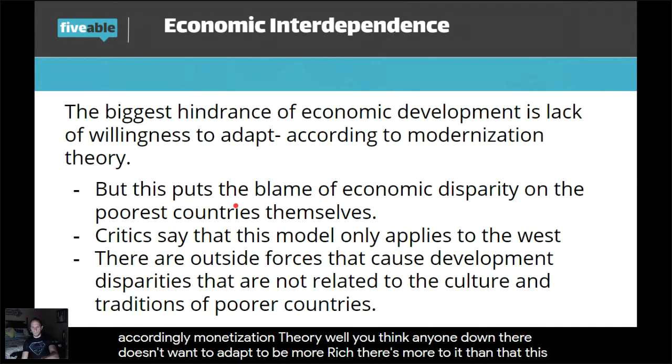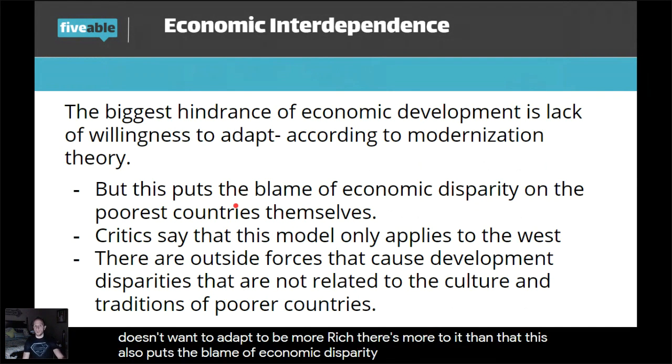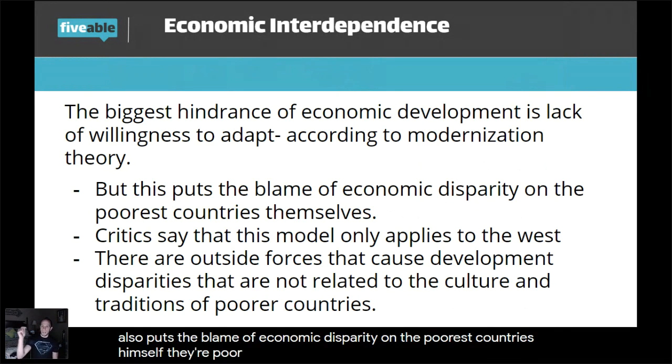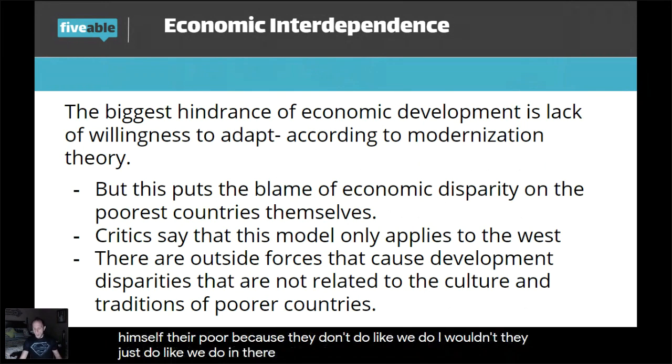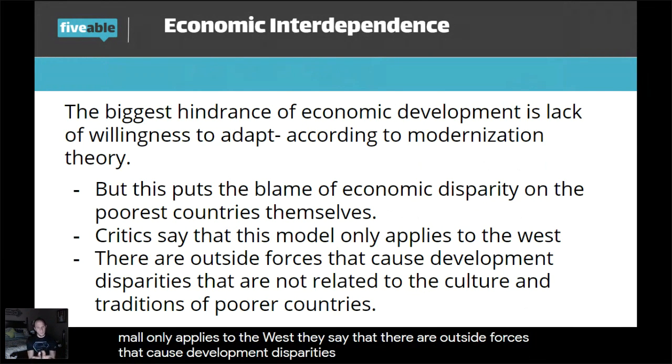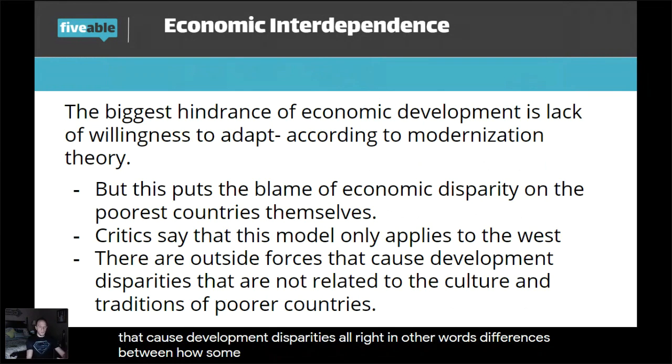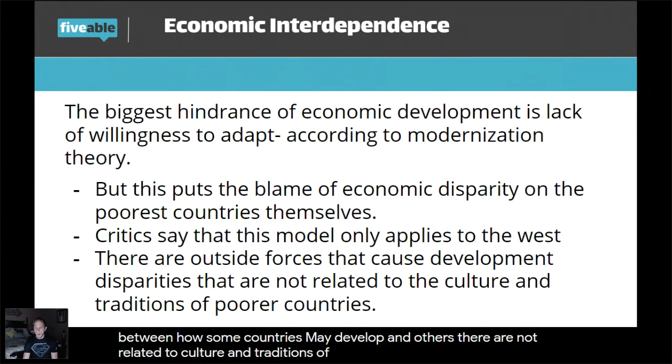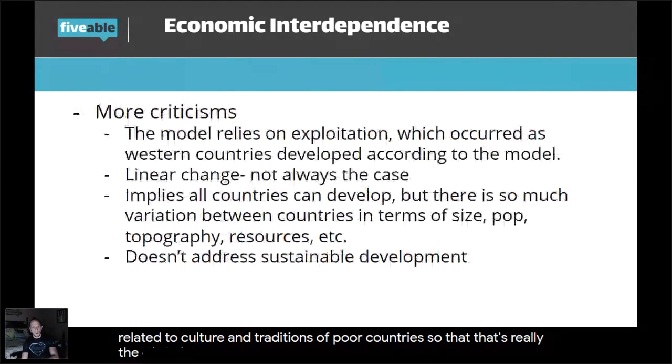This also puts the blame of economic disparity on the poorest countries themselves. They're poor because they don't do like we do. Why wouldn't they just do like we do and they'll be rich? That's a big criticism. Critics say the model only applies to the West. They say that there are outside forces that cause development disparities. In other words, differences between how some countries may develop and others that are not related to culture and traditions of poorer countries. So that's really the criticisms of the model.